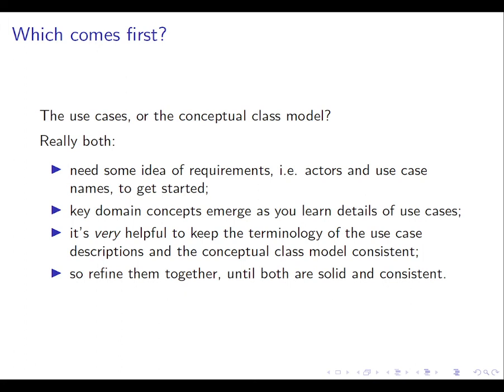And one of the modelling processes that we sometimes talk about has a very systematic way of doing this. It basically tries to say, you've got to highlight the nouns and the noun phrases in the use case descriptions as you write them down, and make sure that each of those corresponds to the name of a class in your conceptual class model, or else, if not, that there's a good reason why not.